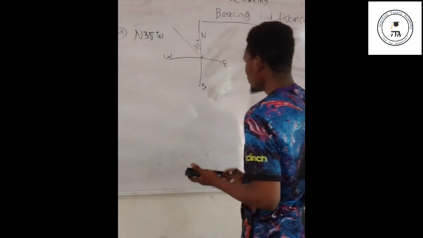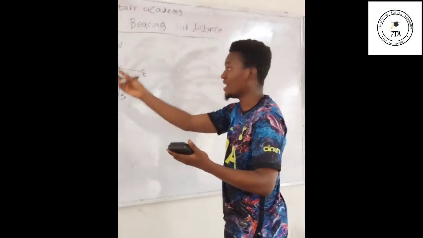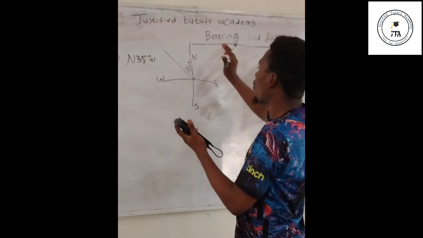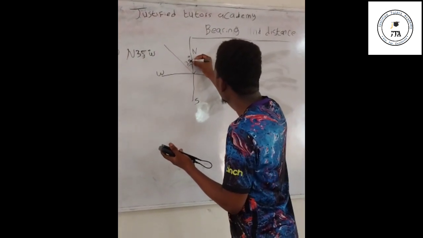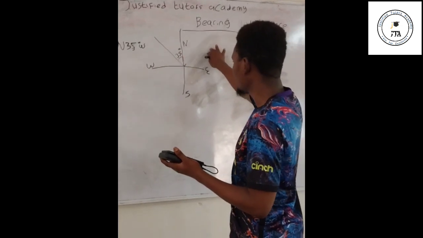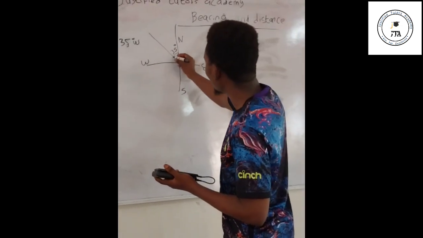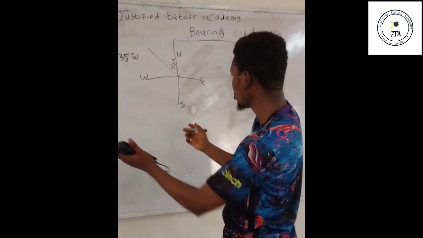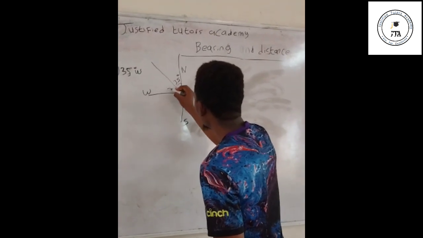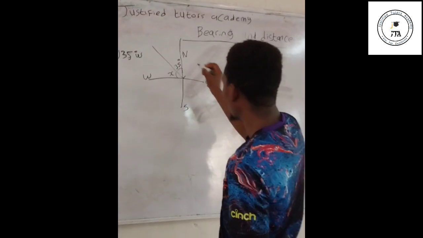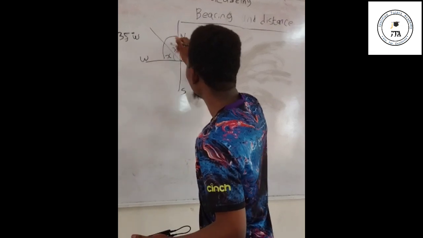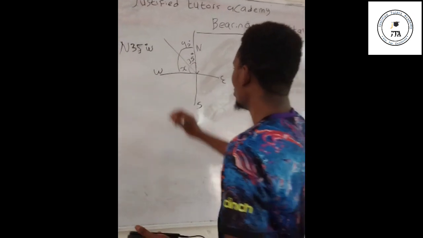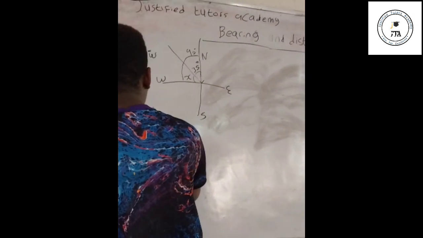Now, let me just show you one thing so that when we are moving ahead, you will understand this part. The next part I want to show you is that when you've gotten your 35° west, there's this part here that is empty. Let's find the angle because when we move further, we'll be dealing with it. To find the angle at this point, I call this x. You have to know that the angle at this point is 90 degrees.